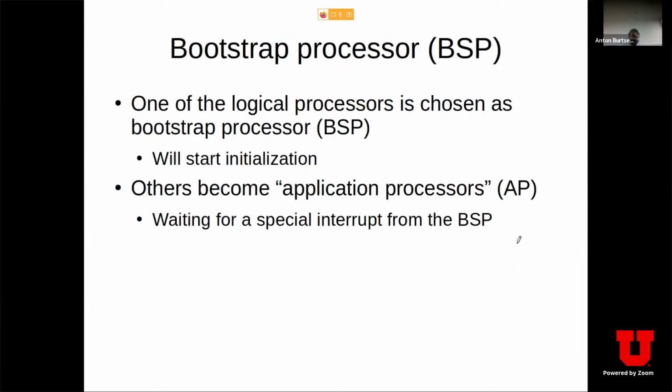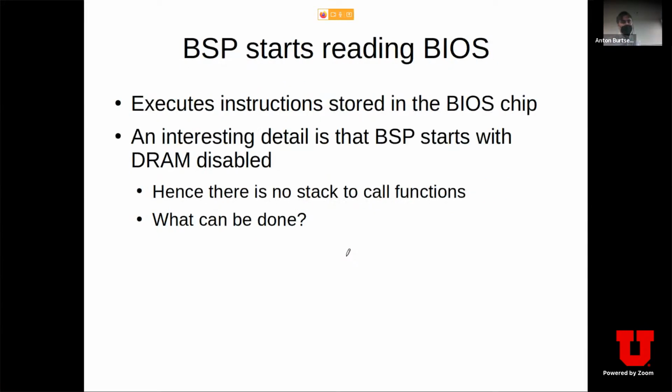ME then essentially dedicates one of the processors, because you have a bunch of cores in the machine. One of these processors is chosen to be a bootstrap processor, so it will do the job. All other processors are called application processors. They are just sitting idle, waiting for a special interrupt from this bootstrap CPU, right? And so at some point, this CPU starts reading parts of the BIOS as well, after ME allows it to do that. ME also controls the microcode.